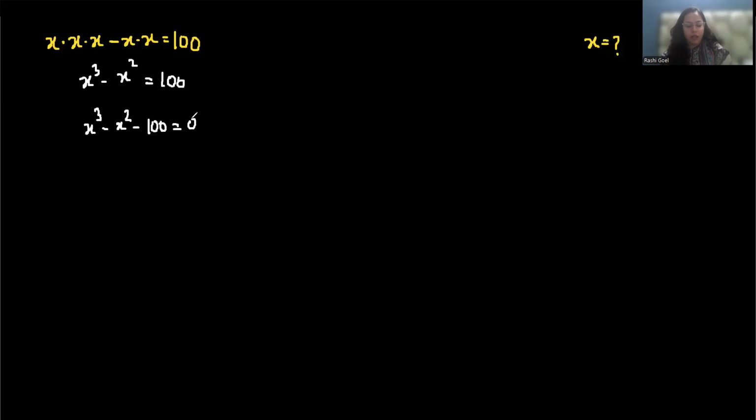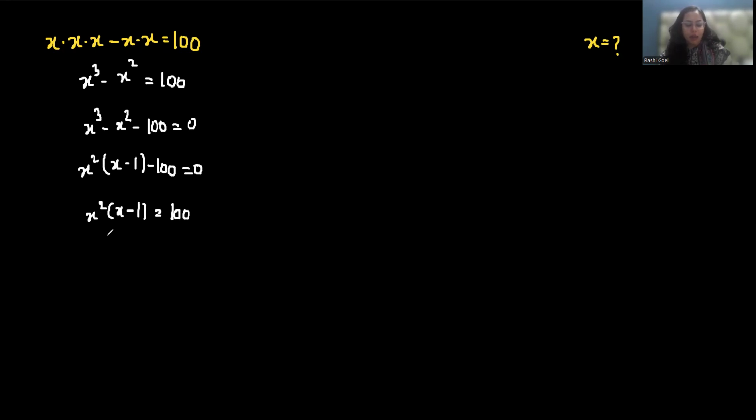Now factor out x square. It becomes x square times x minus 1 minus 100 equals 0, or x square times x minus 1 equals 100. Now we will take the approximation or trial method, because this is not easily factorized.